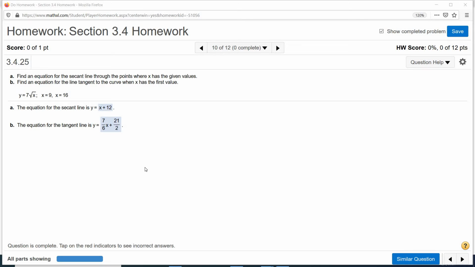Hello again. In this video, I'm going to go over this homework problem from section 3.4. So there's two parts to this problem. The first part, we're supposed to find an equation for the secant line that goes through these 2 points and this function here. Okay, so let me show you how to work this out.